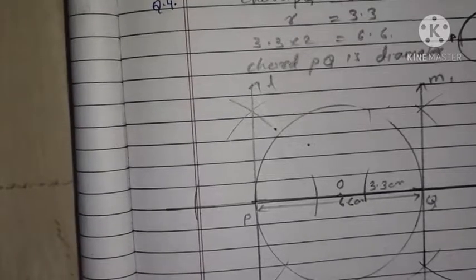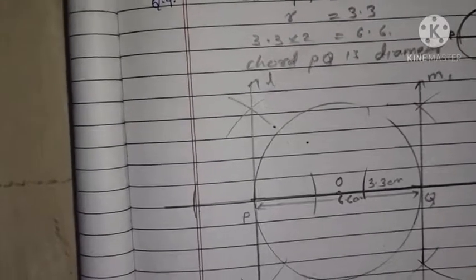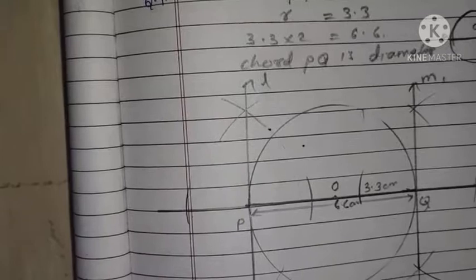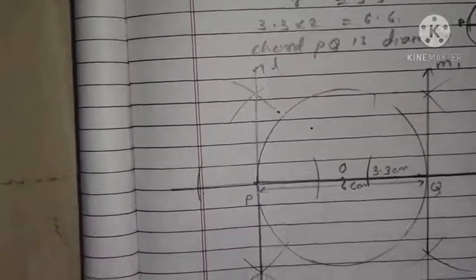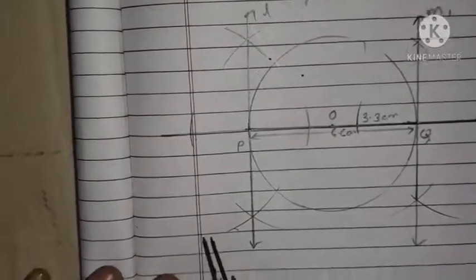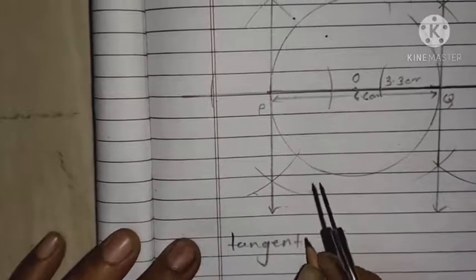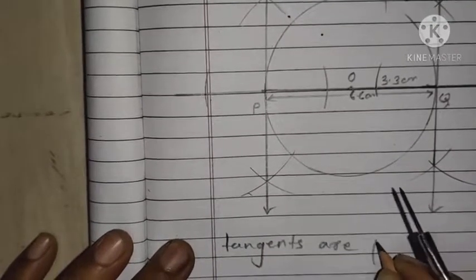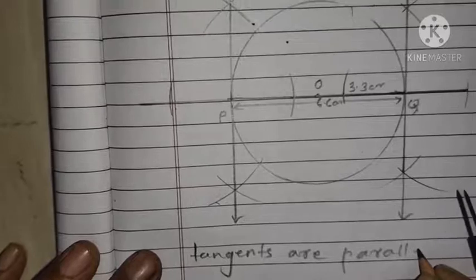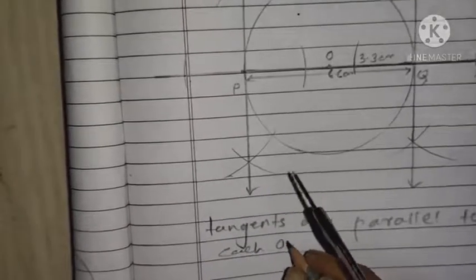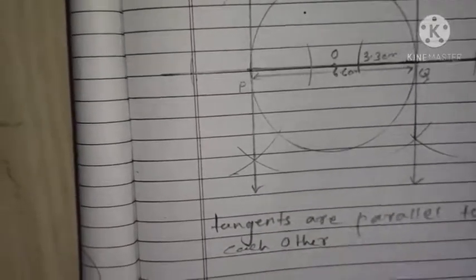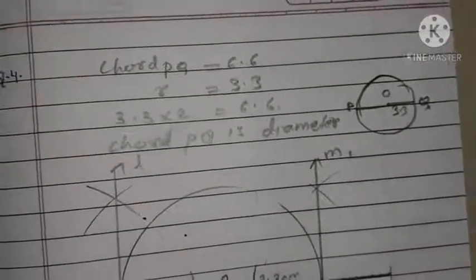Okay. Now here we have to write the observation about the tangents. If you observe, tangents L and M are parallel to each other. So write your observation: tangents are parallel to each other. The property of parallel lines is that they pass at the same distance. So these tangents are also at the same distance. That's why these two tangents are parallel to each other.